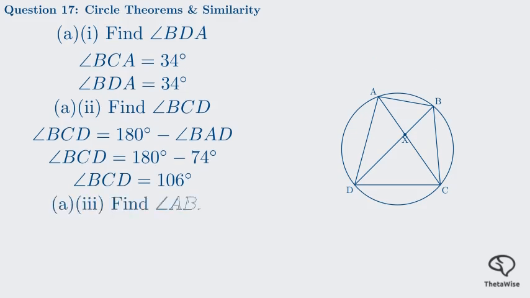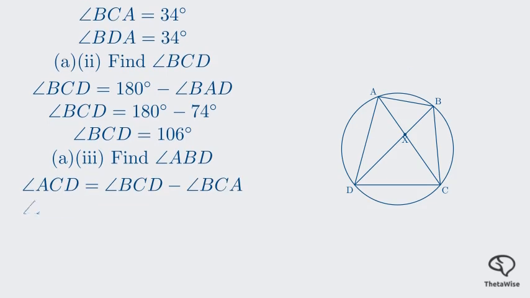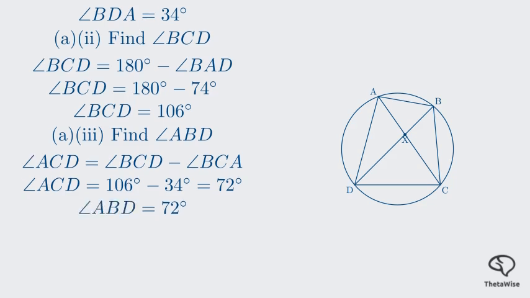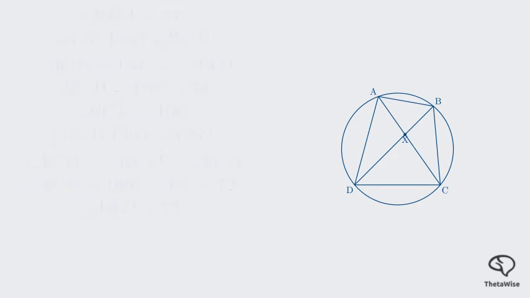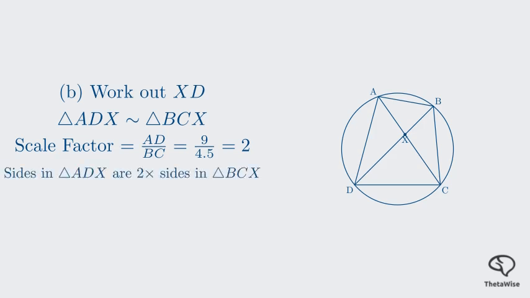Let's look at the angles subtending the same arc again. Angle ABD and angle ACD subtend arc AD. We know angle BCD is 106 and angle BCA is 34. Angle ACD equals 106 minus 34, which is 72 degrees. Therefore, angle ABD is also 72 degrees. Triangles ADX and BCX are similar. This means the ratio of their corresponding sides is constant. The ratio equals AD over BC, which is 9 over 4.5, resulting in 2. The side AD is twice as long as BC.